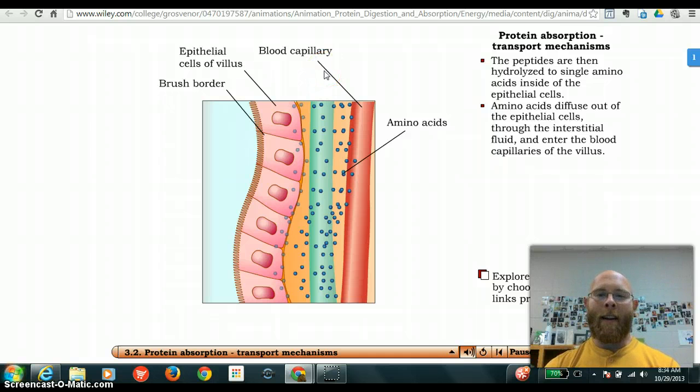I apologize for the announcements, but pause it, rewind it, do what you need to do to help you understand this a little bit better. But again, pay attention. When and where do those proteins become digested?